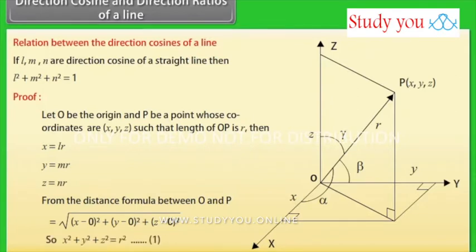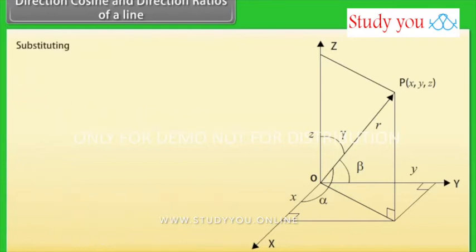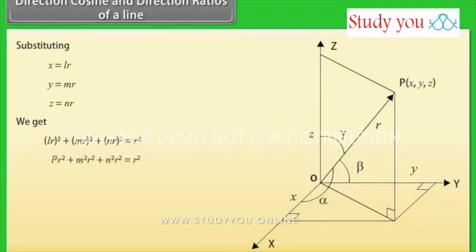So x square plus y square plus z square equals r square, name it as 1. Substituting x equals Lr, y equals Mr, z equals Nr, we get (Lr) square plus (Mr) square plus (Nr) square equals r square. L square r square plus M square r square plus N square r square equals r square. L square plus M square plus N square equals 1.